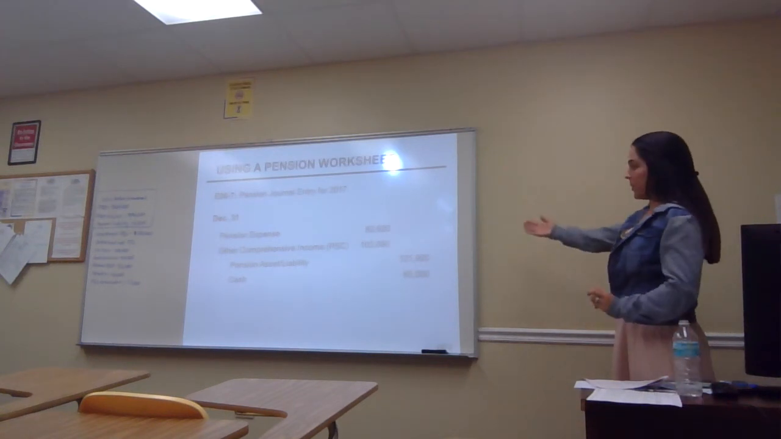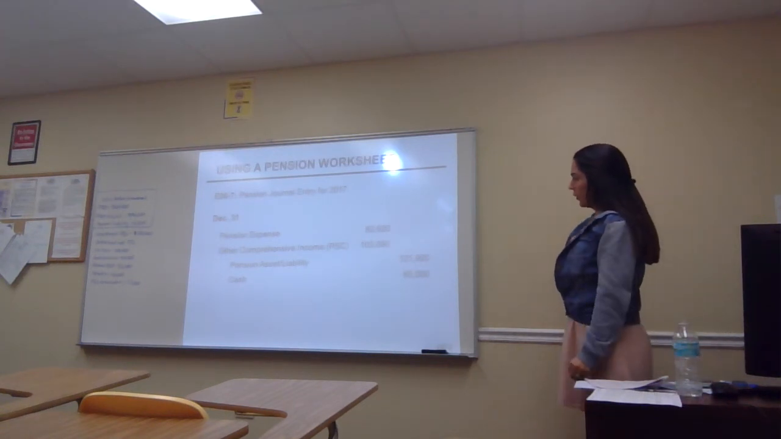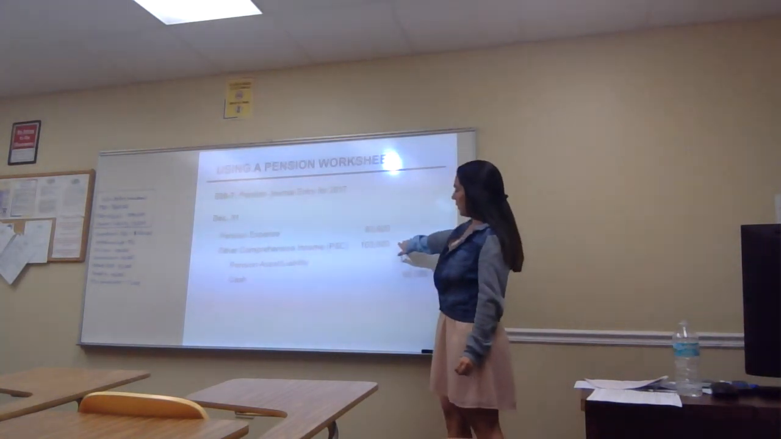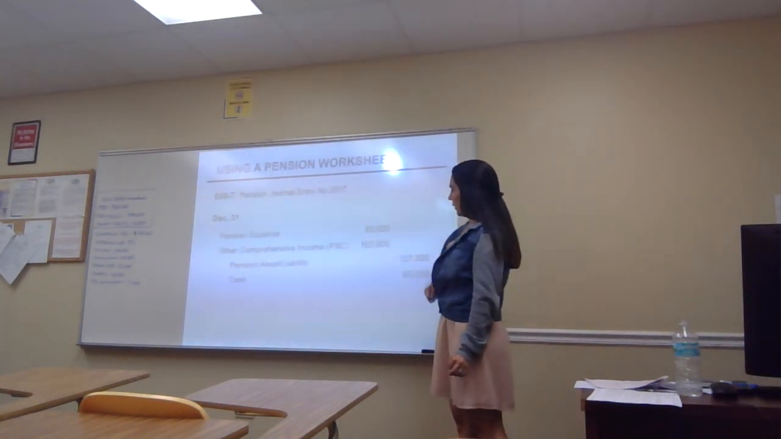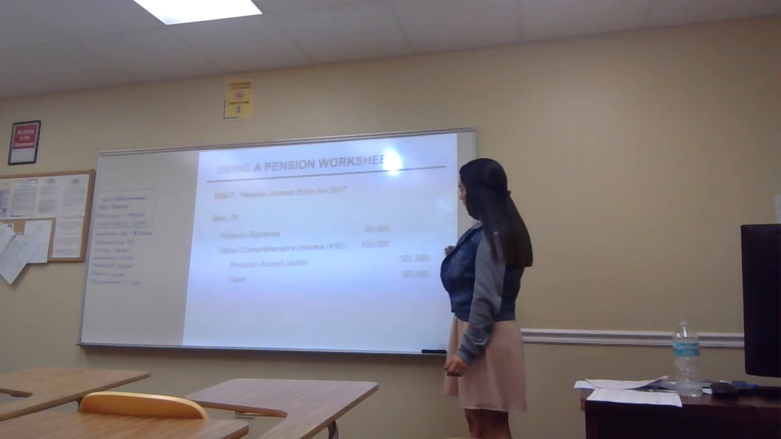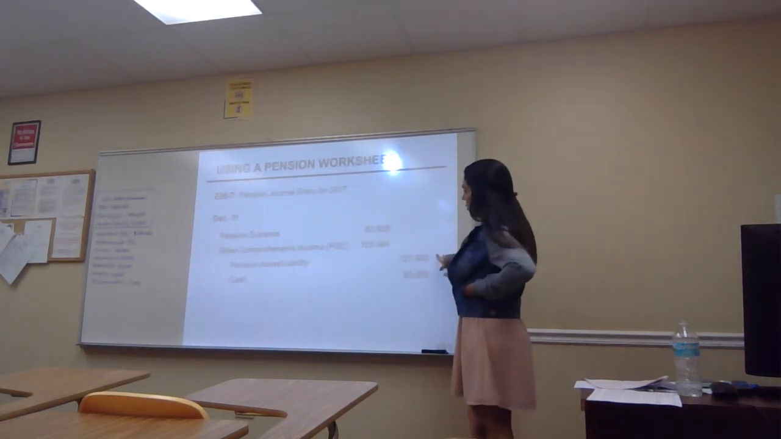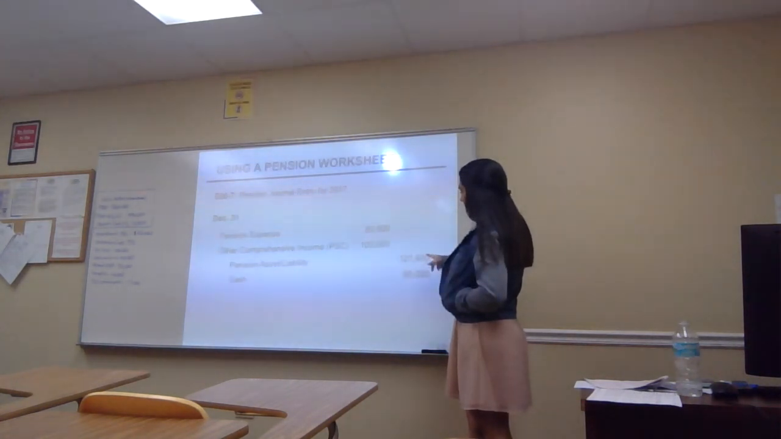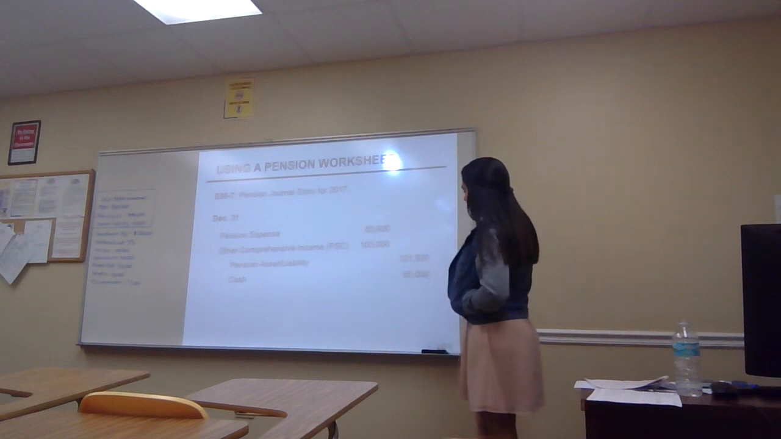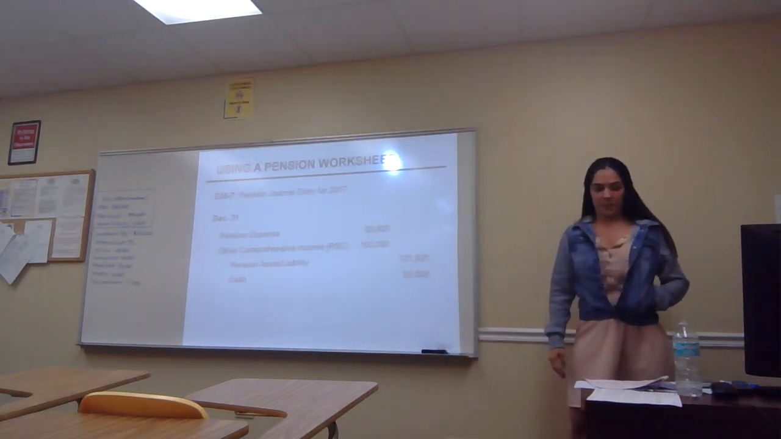So this is the journal entry. We get the information right off the sheet we just did. There's where your other comprehensive income goes: $103,000 debit. Debit $83,920 to pension expense. Your pension asset, or in this case, a liability of $121,920, and $65,000 of cash.